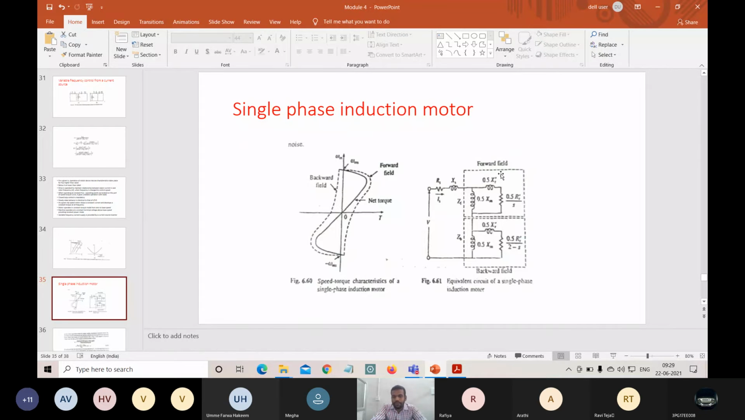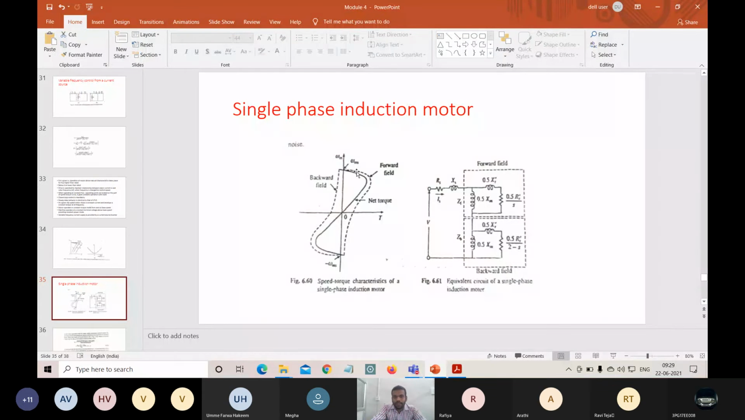So when the current is flowing through the forward field, for example through RS, XS, 0.5 XR dash, 0.5 RR dash by S, at that time the speed torque characteristic will be like this. This dotted curve is called forward. At maximum base speed, that is called your omega m. So the actual torque characteristic starts at omega m.